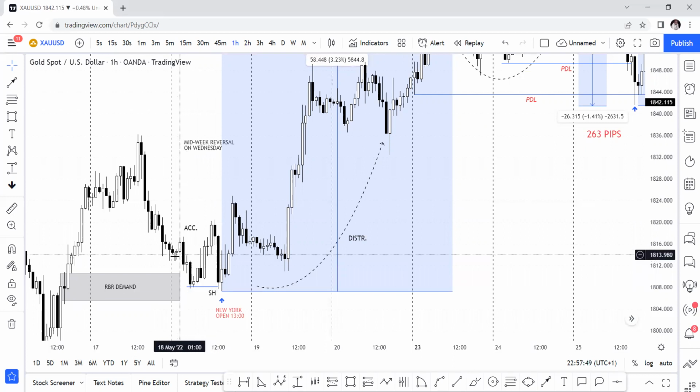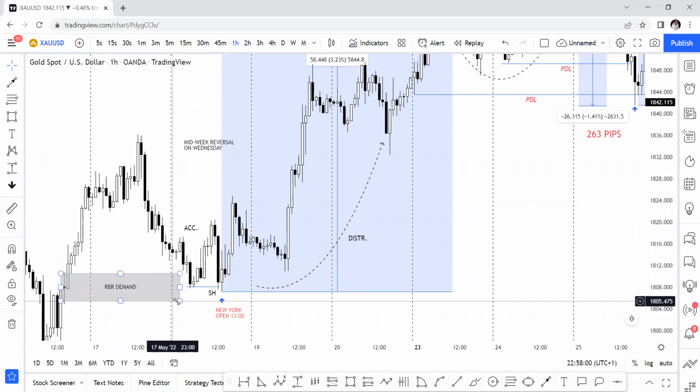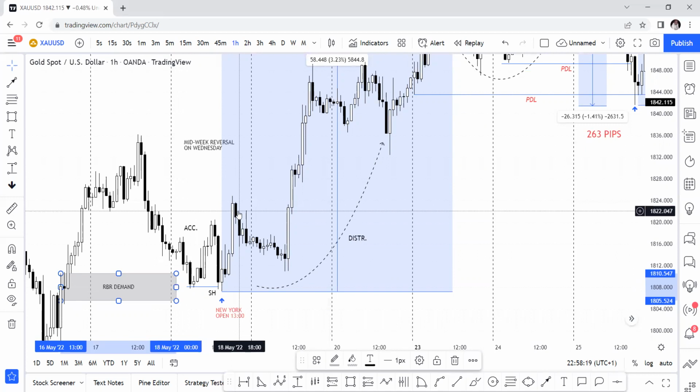Sorry, the first raid happened here, where the low of that Asian range was raided out, then price fell into this rally-based demand continuation pattern. It falls into this. Once you get this, you already know that there will be a bounce to take out this high here, then a pullback into it at exactly 12:13 GMT. We have a push upward, which breaks this high.